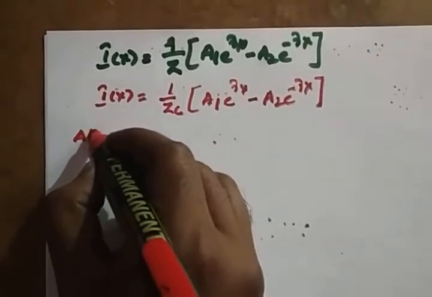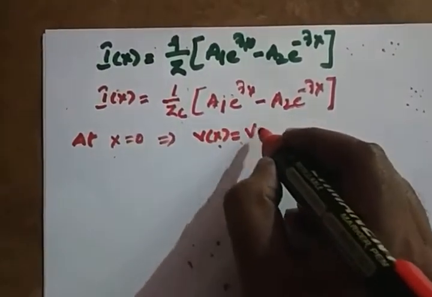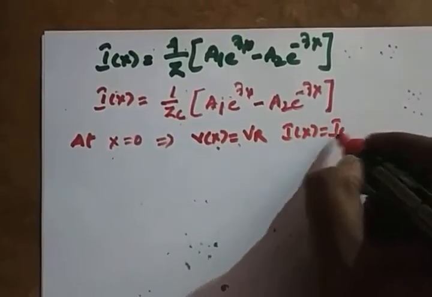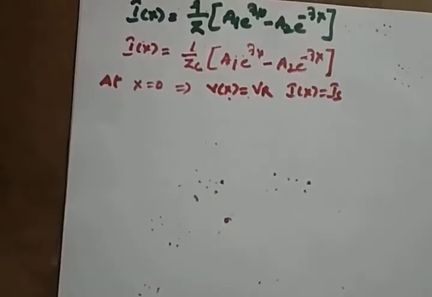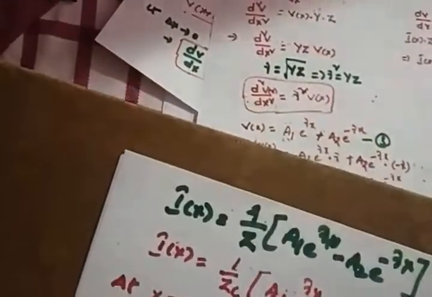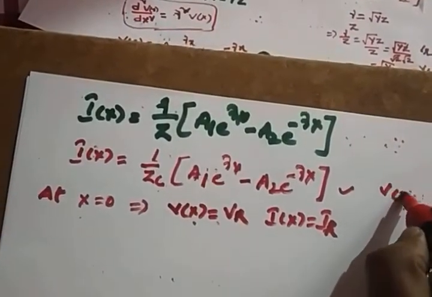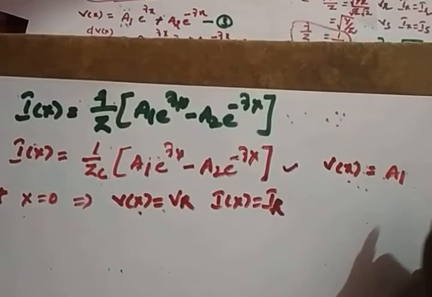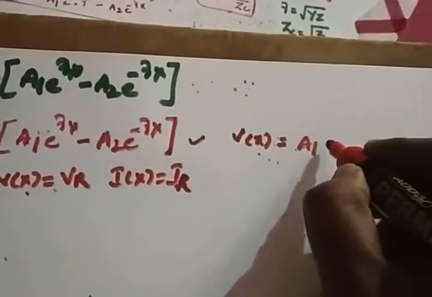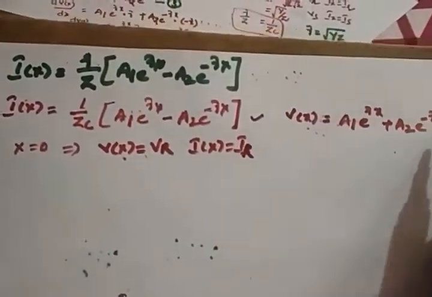Now use a boundary condition at x is equal to 0. That means V of x is equal to Vr, and I of x is equal to Ir. You know the value of I of x, and from the last derivation you know the value of V of x, that is A1 e power gamma x plus A2 e power minus gamma x. So you know the value of I of x and the value of V of x.